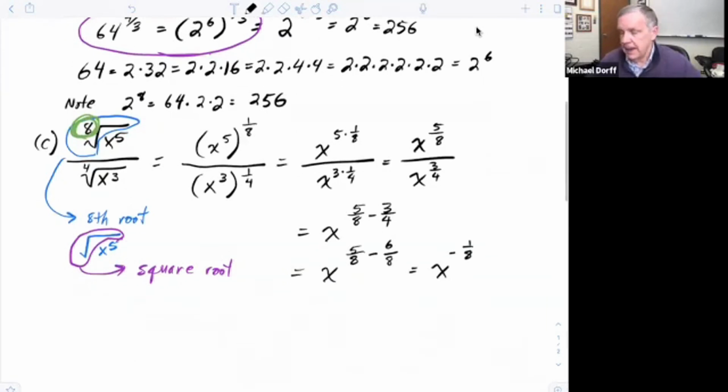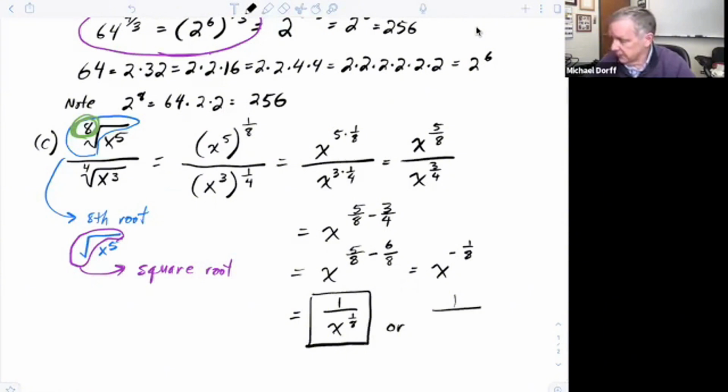All right. And what does the negative mean? Well, as we saw in the previous one, it means 1 over x to that power. So I could write that as 1 over x to the 1/8, and that would be my answer. Or you could, if you wanted to, write it as 1 over the 8th root of x. Either one of these would be correct.